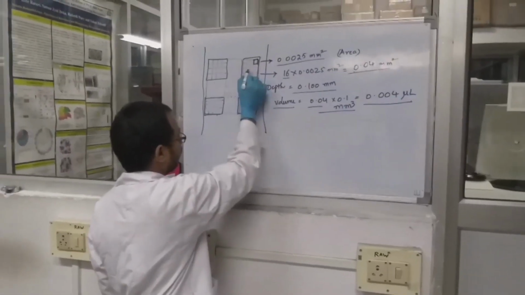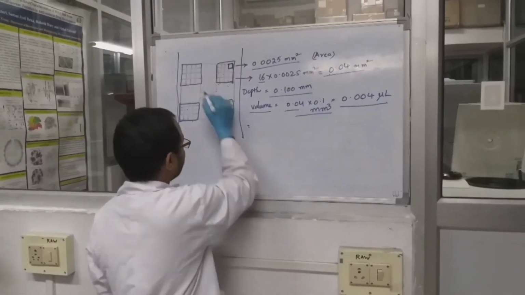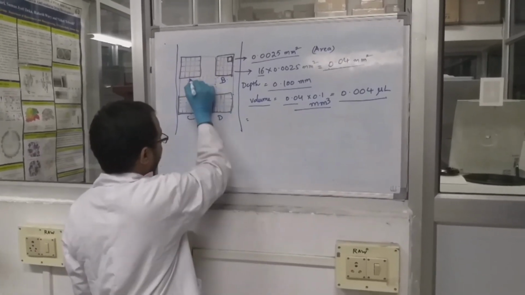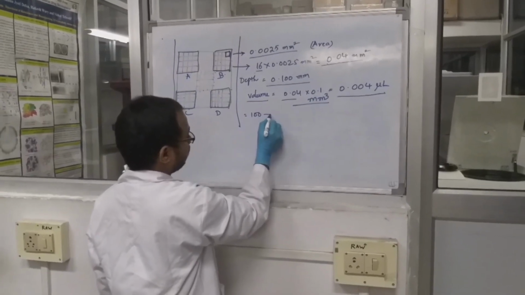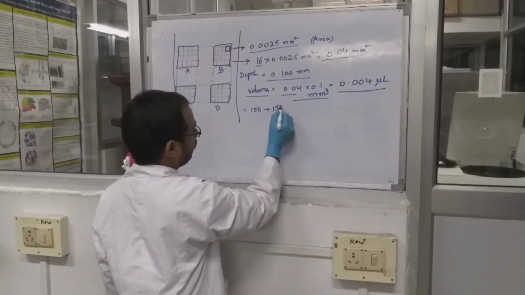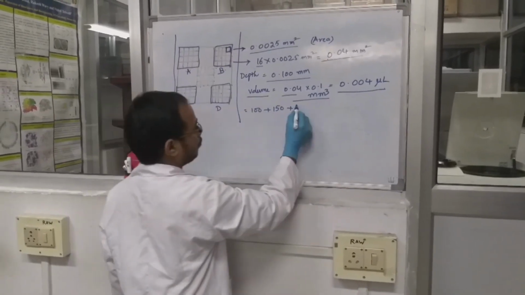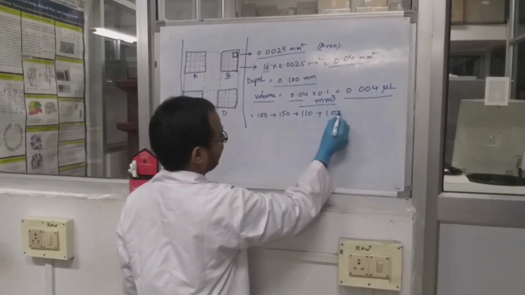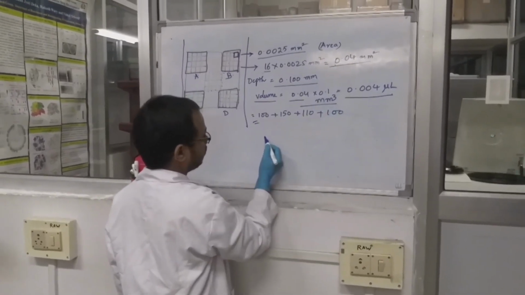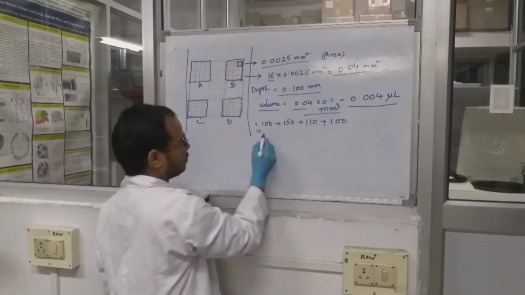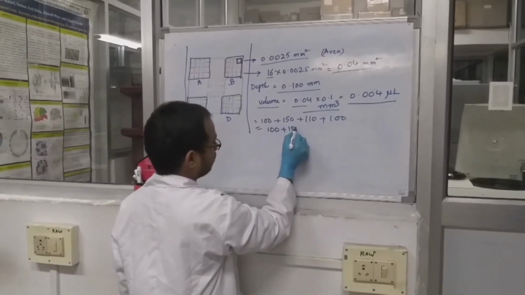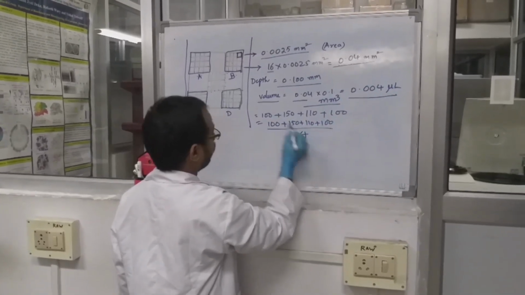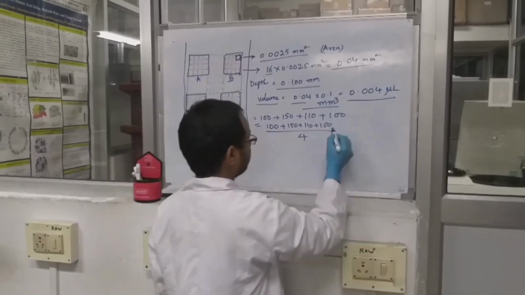Say we have counted cells in each well. Say this is A, B, C, D. Here we have 100, here we have 150, here we have 110, and 100 again. So for the total cells, we have to take the average. That means 100 plus 150 plus 110 plus 100 divided by 4, as we are counting a total of 4 squares.